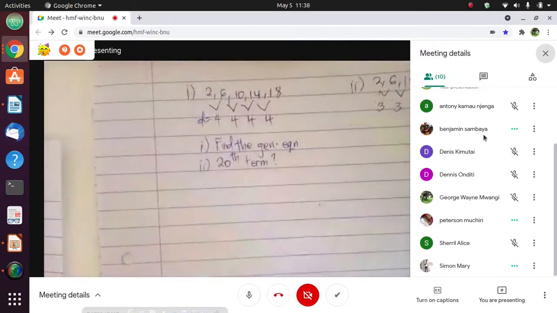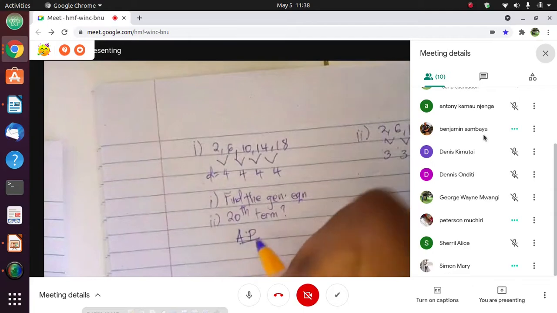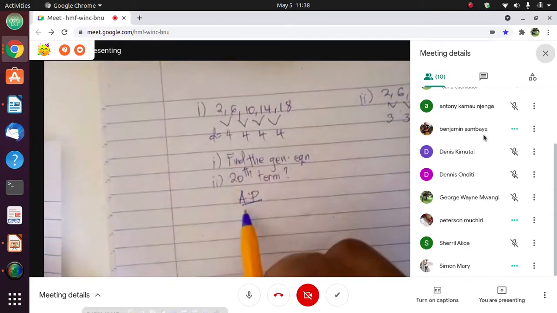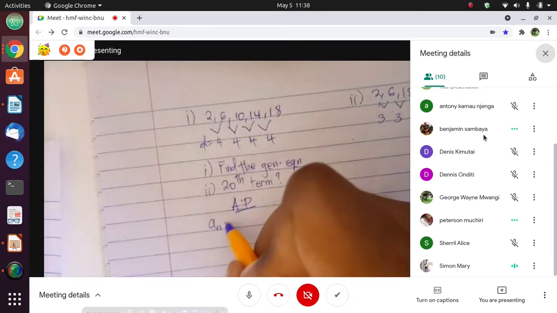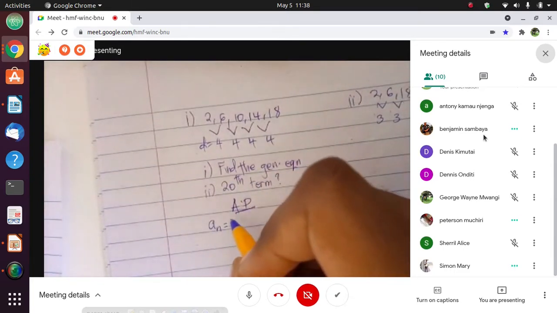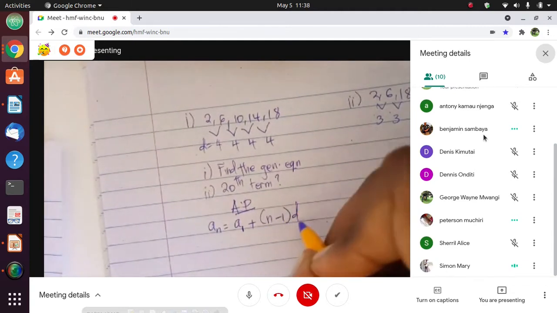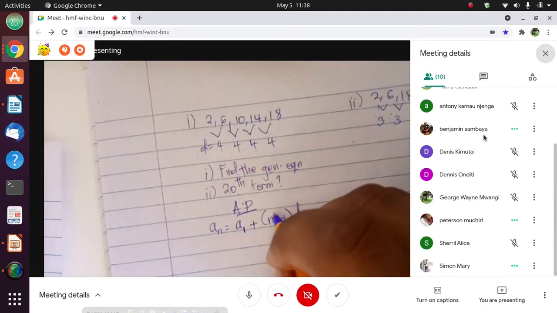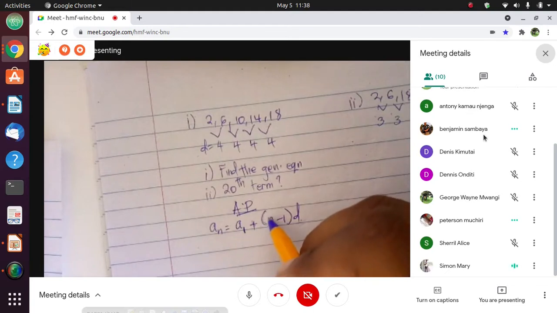Now, tutafanyaje hiyo swali? Remember this is an arithmetic progression ama arithmetic sequence. For an arithmetic sequence, the general equation is: an, the nth term, is given by the first term plus n minus 1 multiplied by the common difference. Are you together? The nth term is given by the first term plus the number of terms n minus 1 multiplied by the common difference.